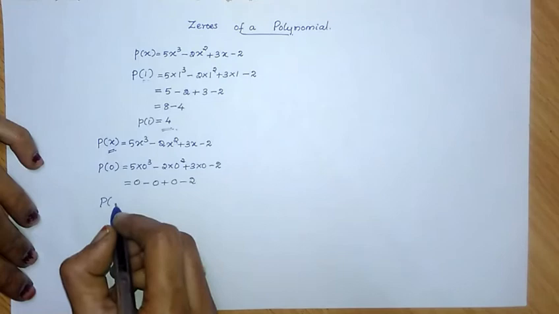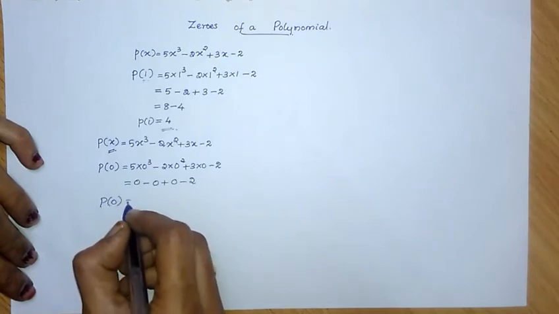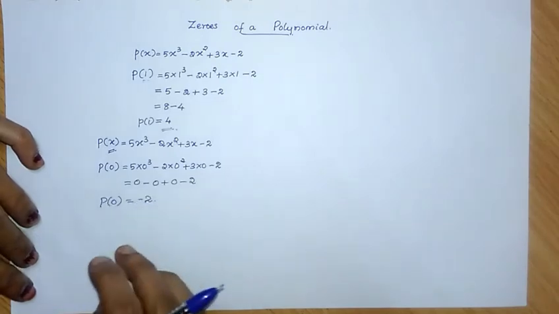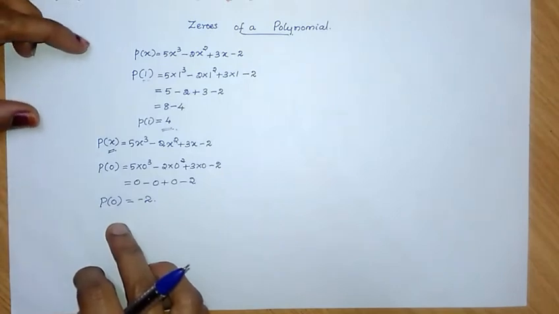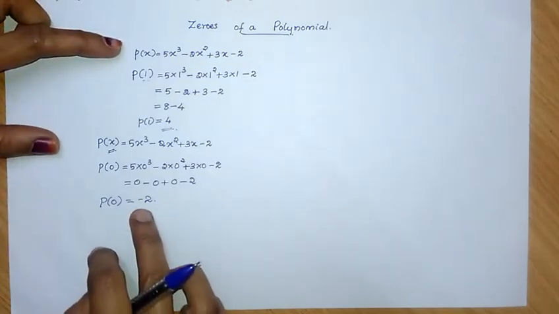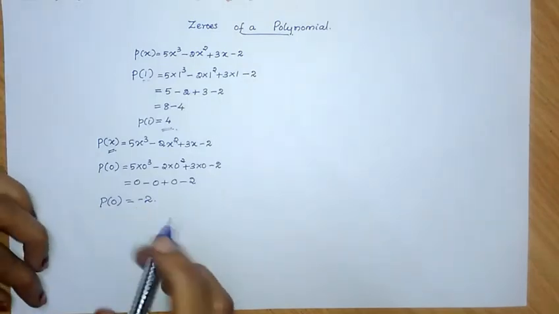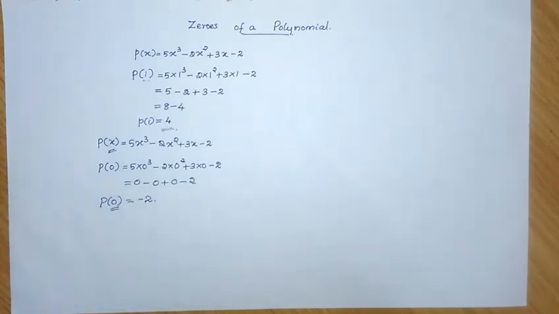So P of 0 equal to minus 2. So here we can say that the value of P of x is minus 2 at x is equal to 0.